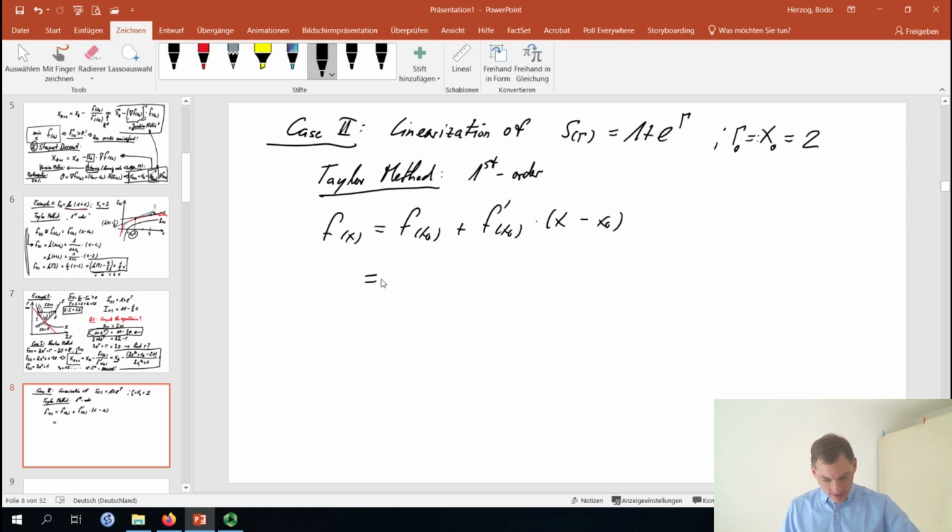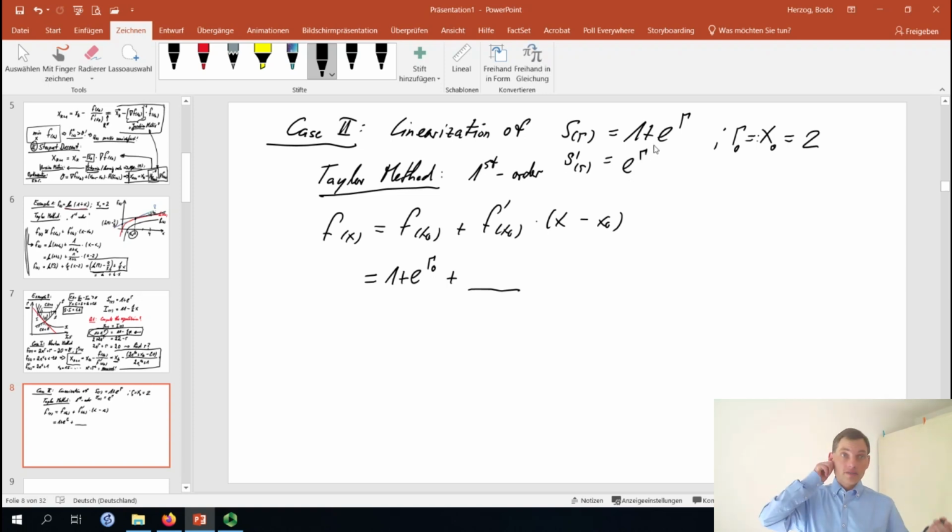Okay, let's plug in. It's my function 1 plus e to the r at the reference point, r0. Then the derivative. What is the derivative of this function? Well, the derivative of 1 would be 0, but the derivative of e to the r with respect to r is e to the r. That remains. So it's just e to the r at my reference rate, times r minus r0, but what is r0? It's 2. Okay, so this can be rewritten.